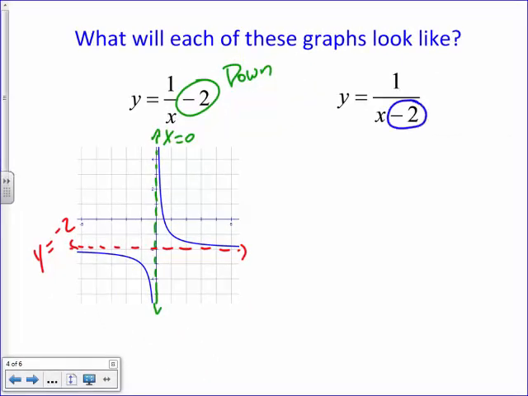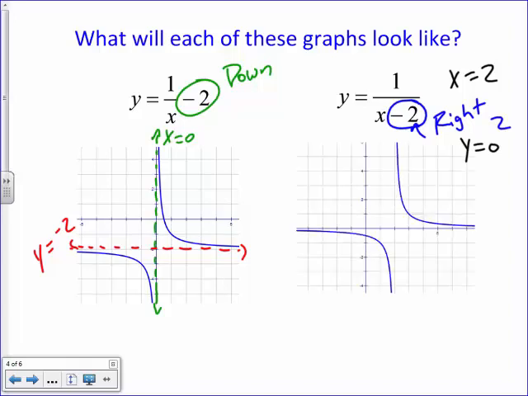What happens when we put something with the x? Yeah, it moves it that direction, just the opposite way. So it's really going to move this guy right 2. So if I took a guess, what do you think my vertical asymptote would be? Yeah, it's going to change it to x equals 2 now. What about my horizontal? Well, that's going to stay the same. It should still be y equals 0, right? Because it didn't move up or down.